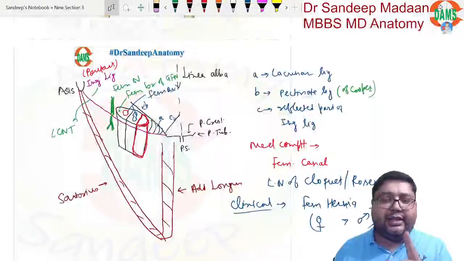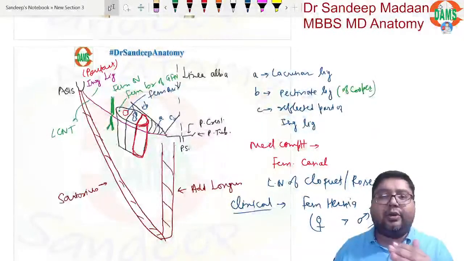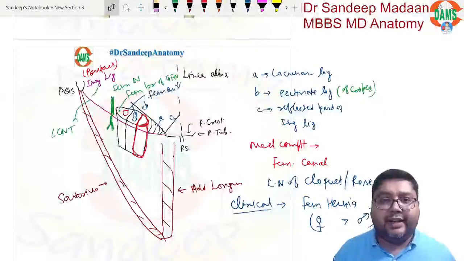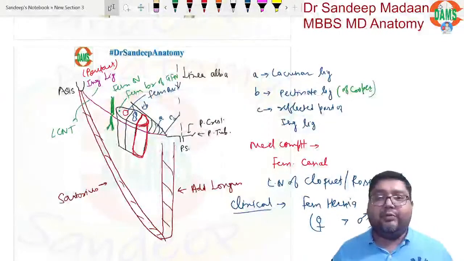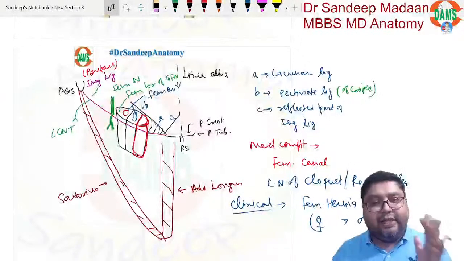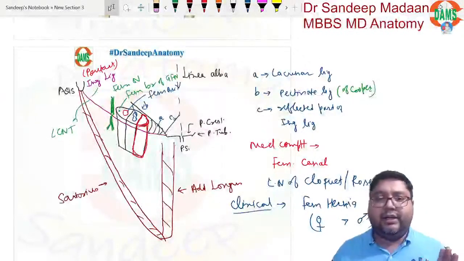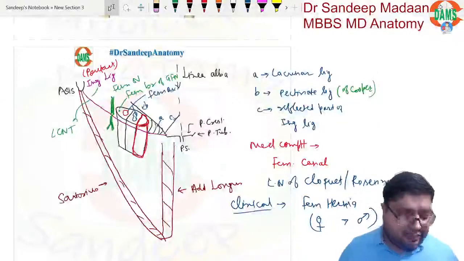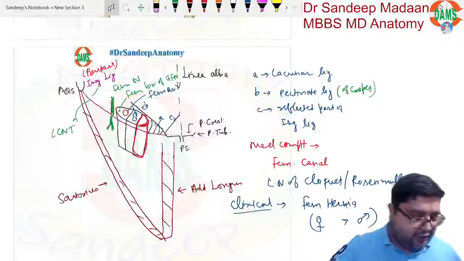What will be the content? The lymph node of Cloquet or Rosenmuller. But what is the clinical anatomy? Femoral hernia, seen more common in female. Which hernia is more common in female? Whether male or female, more common is inguinal only. Femoral hernia is a rare entity. So all these things we discussed together. I hope you remember everything.